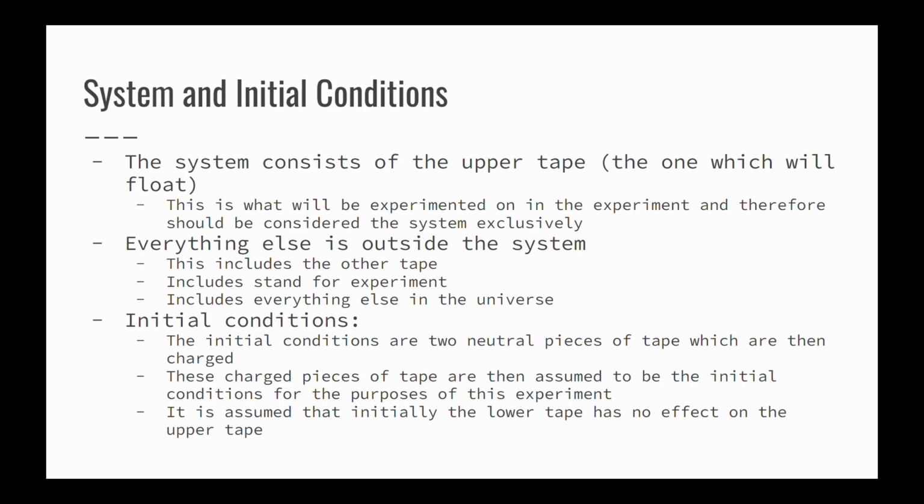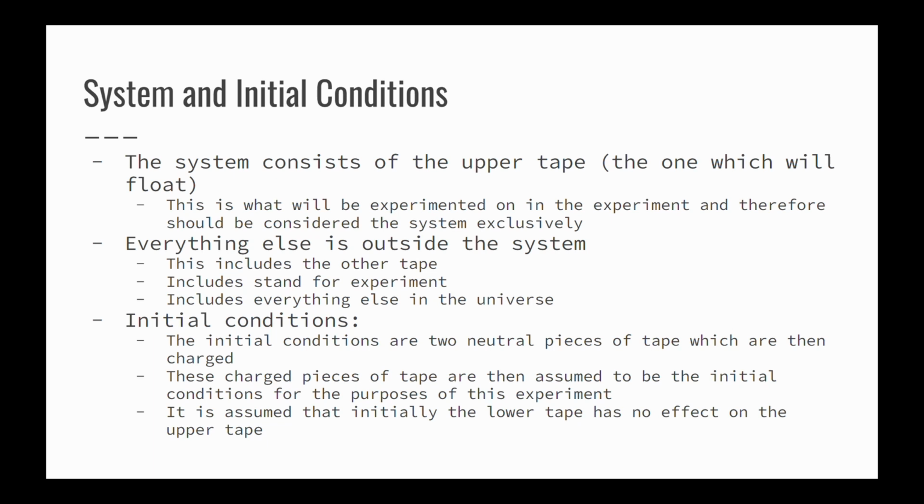So here's the system and initial conditions. The system is only the upper tape. That's what we're measuring the effects on, and so that's what we're going to assume is our system for the experiment. Everything else is outside the system. This includes the other tape, the stand for the experiment, and everything else in the universe.